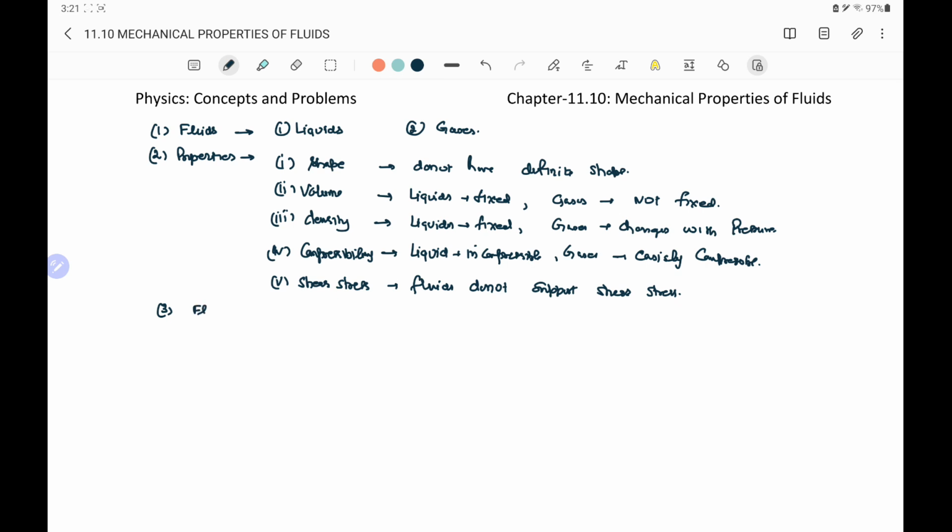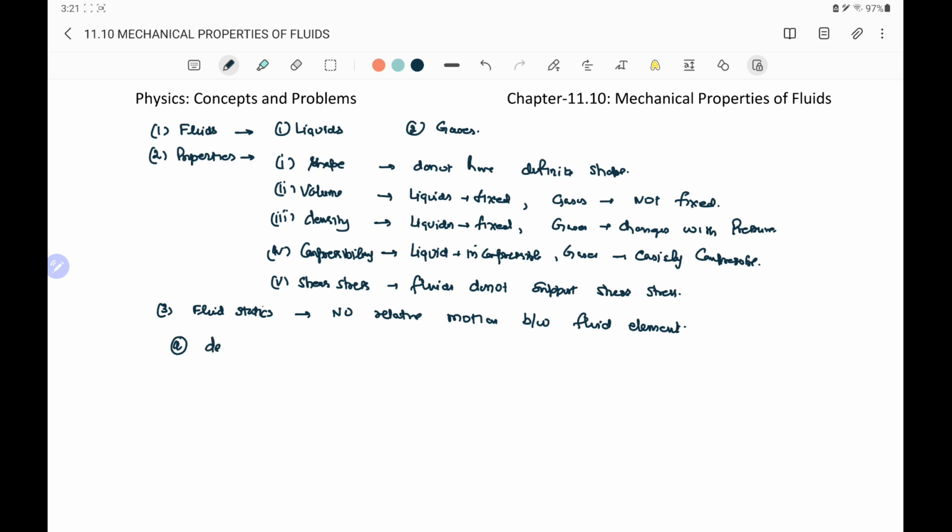One is fluid statics, that is, there is no relative motion between fluid elements, and another is fluid dynamics, which we will discuss later, in which there is a relative motion between the fluid elements. So we take some properties in terms of the fluid statics.